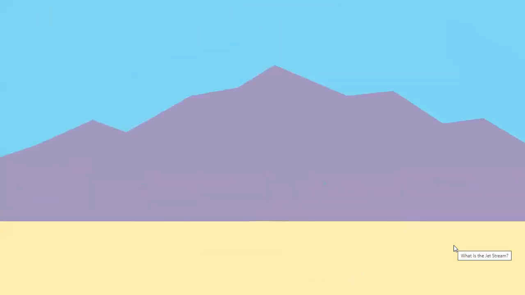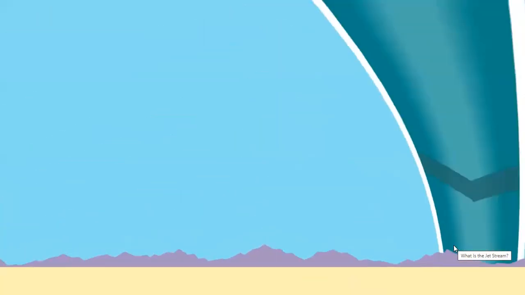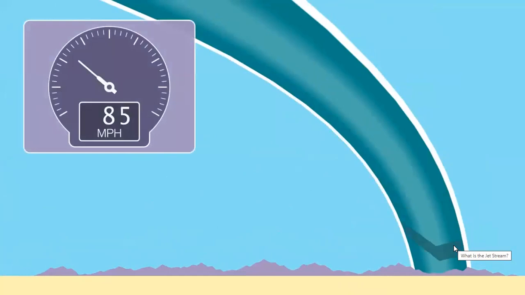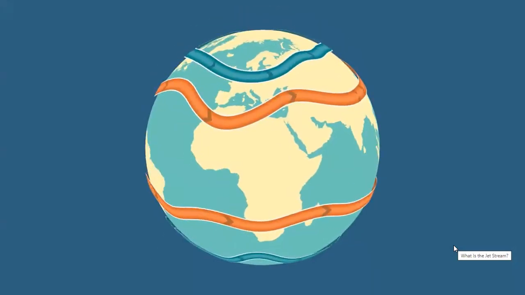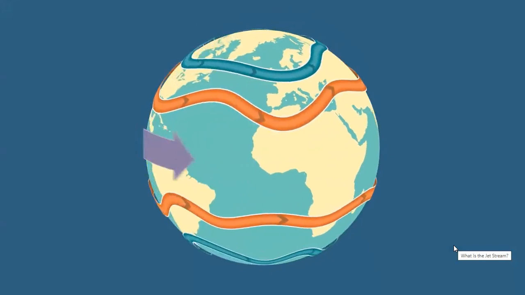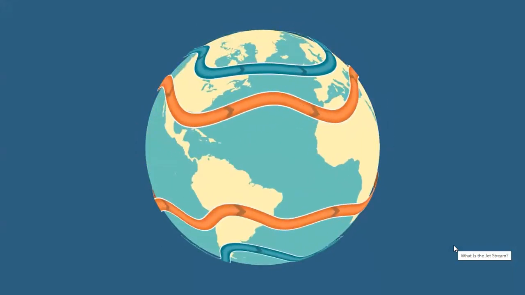These air currents are high in the atmosphere. On average, they travel about 110 miles per hour. In the winter, when the temperature differences between warm and cold air masses are more dramatic, jet streams can go much faster, 250 miles per hour or more. No matter the season, the primary jet streams only travel from west to east because of how Earth rotates on its axis.